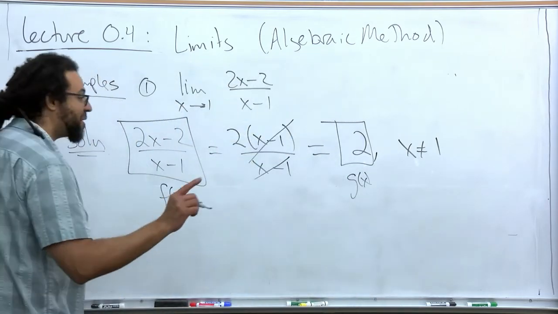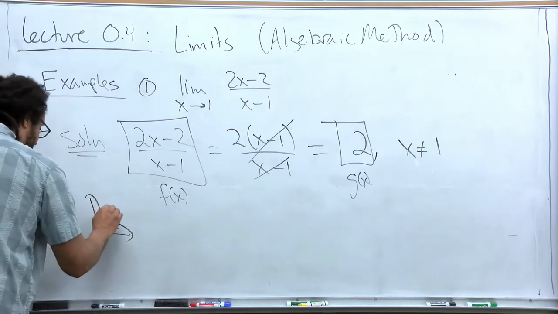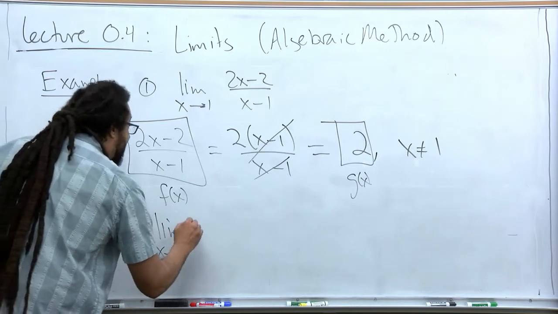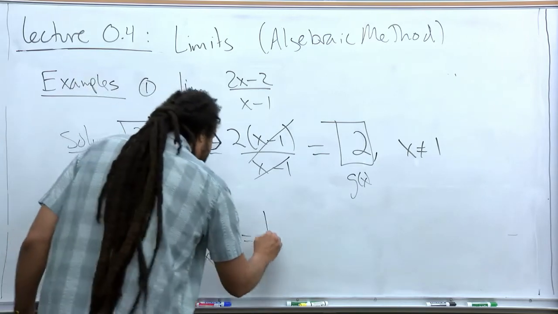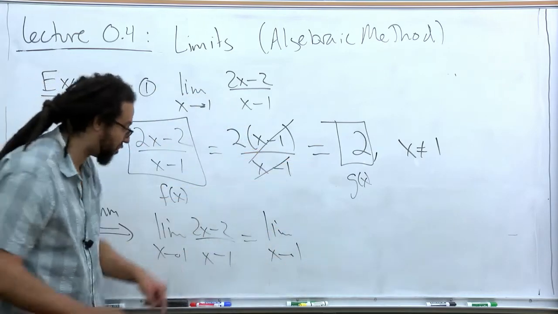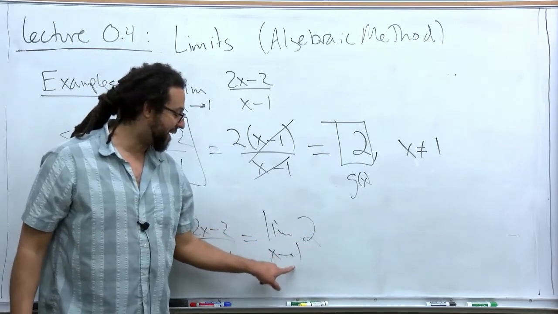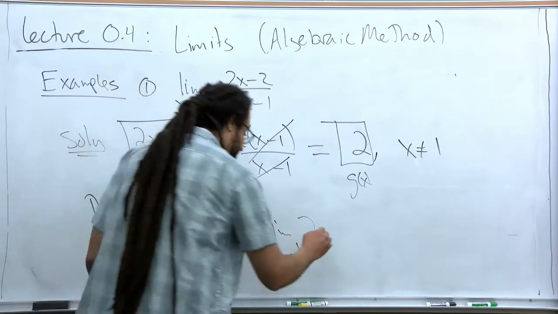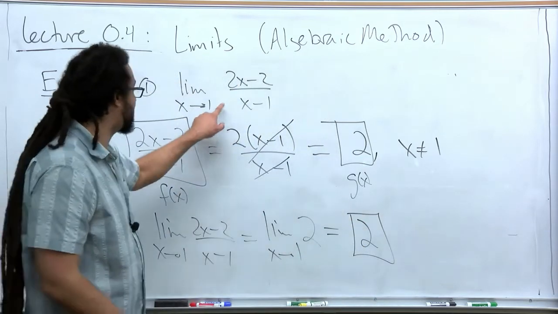That means they will have equal limits at x equals 1. So by the fundamental limit law, the limit as x approaches 1 of 2x minus 2 over x minus 1 is equal to the limit as x approaches 1 of the function 2. And we know how to evaluate that. It's a constant, so the answer is just 2. So that would be a good final answer to this.